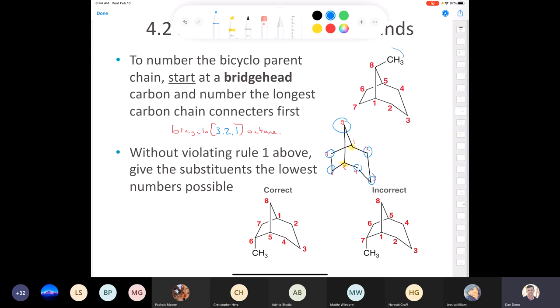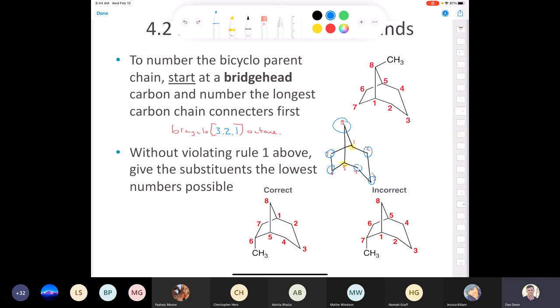But what happens when we have a substituent? So you see that here we have a methyl group over here. All you would do to name that compound is you would just put that it's an 8-methyl, right? Because you have an 8 here. But you might be wondering, why is it 8? Why didn't they give it the number 1?